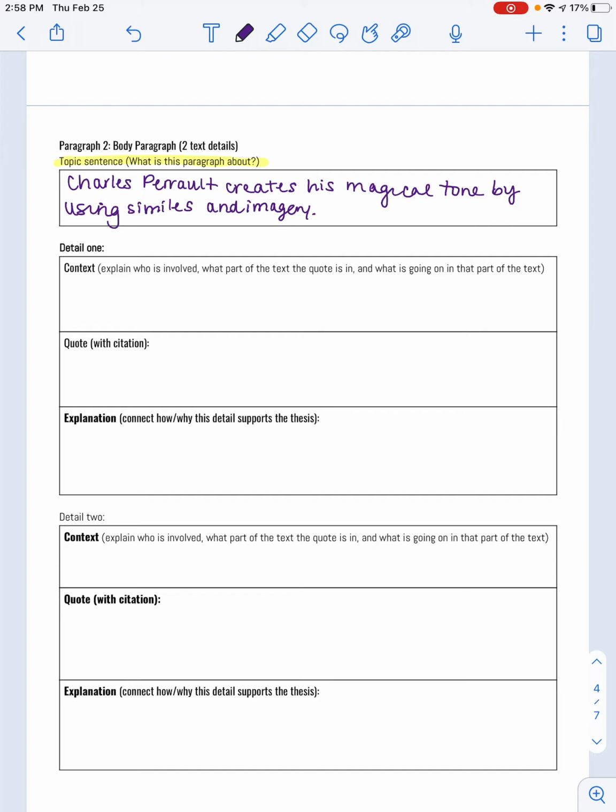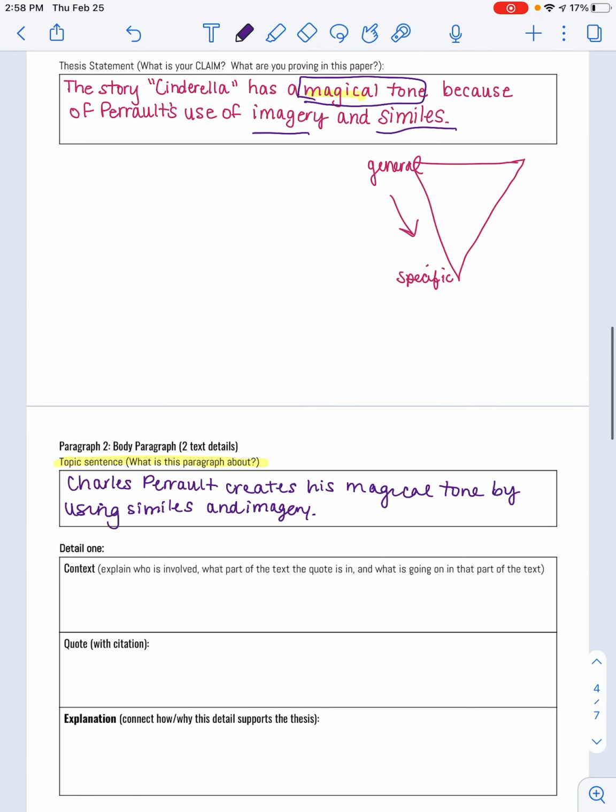So even though that might seem a little bit repetitive, it is important to restate that for your audience. Notice it's not the exact same wording. So I did change it up a little bit. Otherwise, it would just be too repetitive, okay?